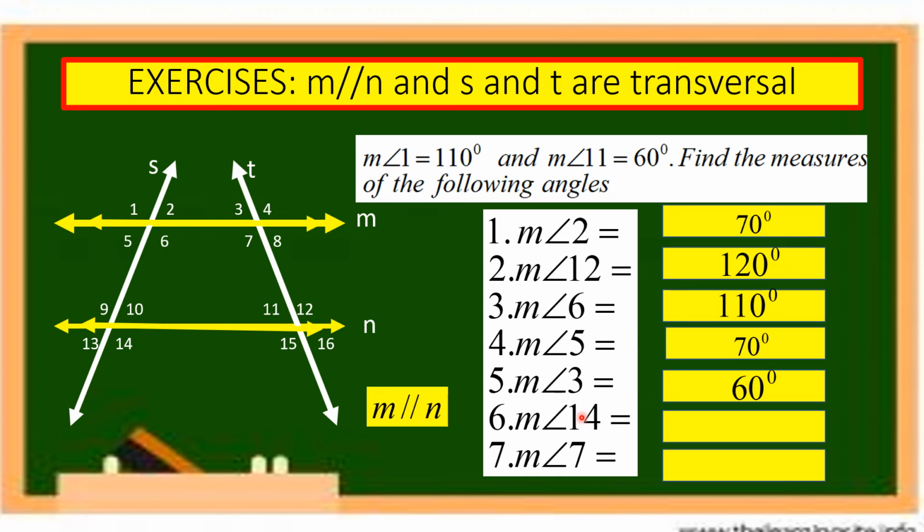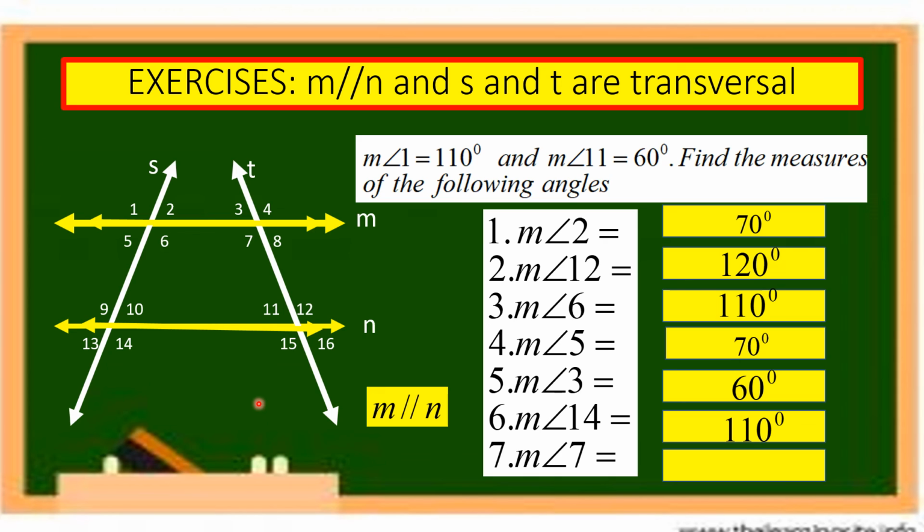We need to find the value of angle 14. Angle 1 and angle 14 are alternate exterior angles, and alternate exterior angles of parallel lines are congruent. If angle 1 is 110 degrees, therefore angle 14 is also 110 degrees.